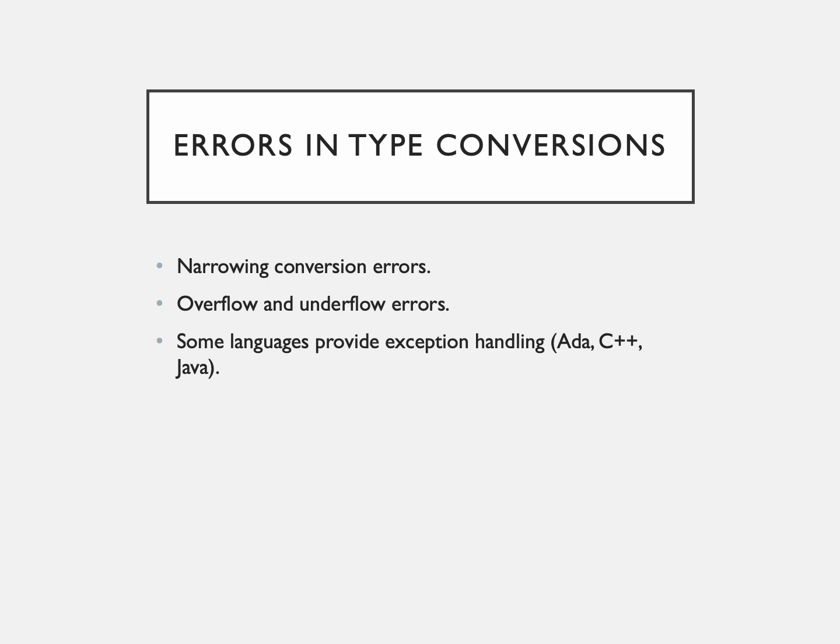Third is exception handling. Languages like Ada, C++, and Java offer mechanisms to catch and handle conversion errors. Like in Java, you might get a NumberFormatException if a string to number conversion fails. C++ allows exception handling using try-catch blocks in more advanced scenarios. Ada has strict range checking built in, which makes it more robust for preventing conversion errors.